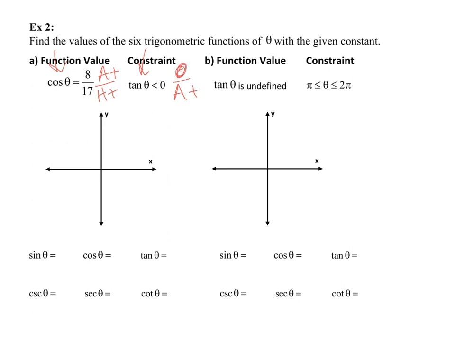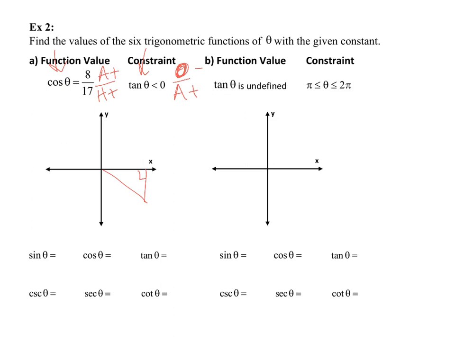Oh, this is supposed to be an O here. It says tangent is less than 0. The ratio has to be negative. So if adjacent is positive, that means opposite must be negative. So in which quadrant are you if opposite is negative and adjacent is positive? You're in quadrant 4.